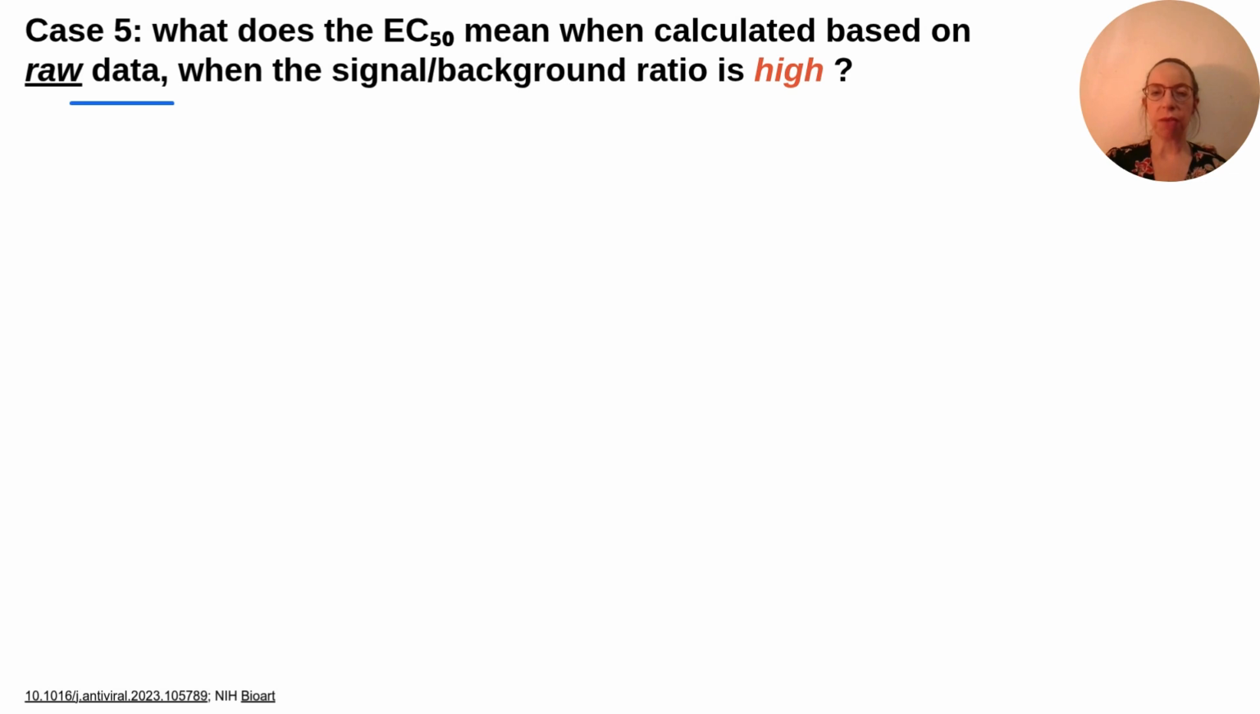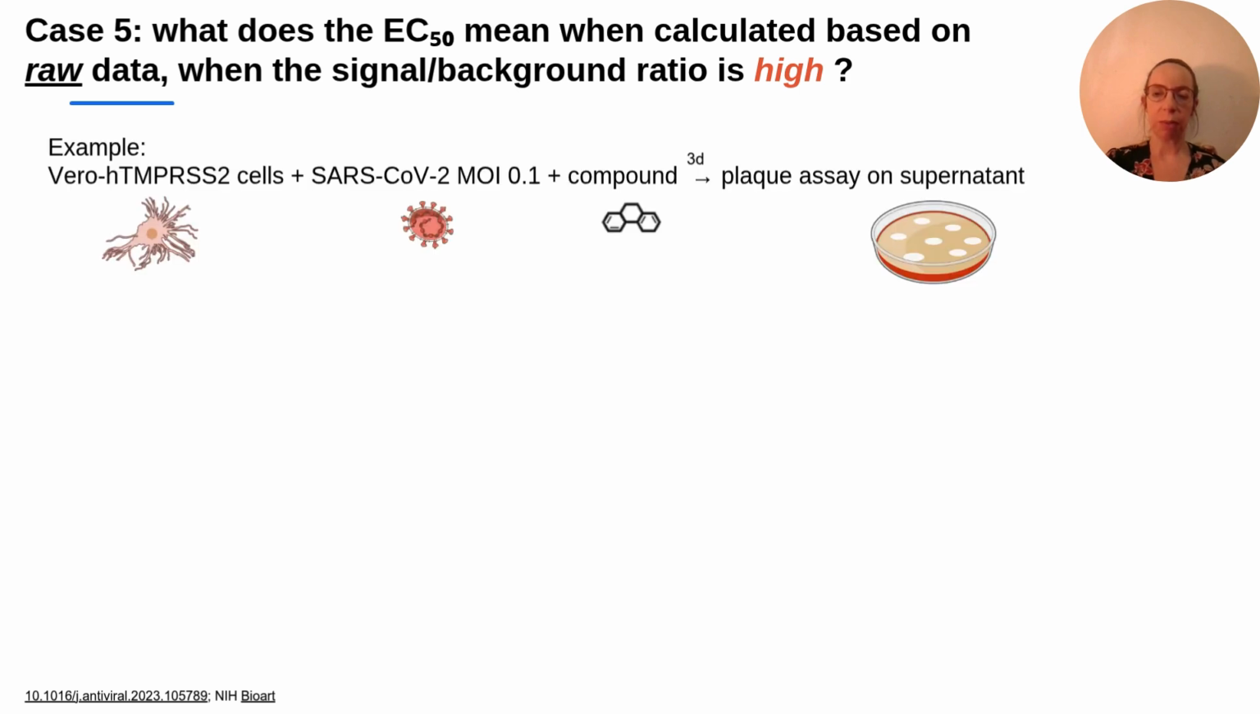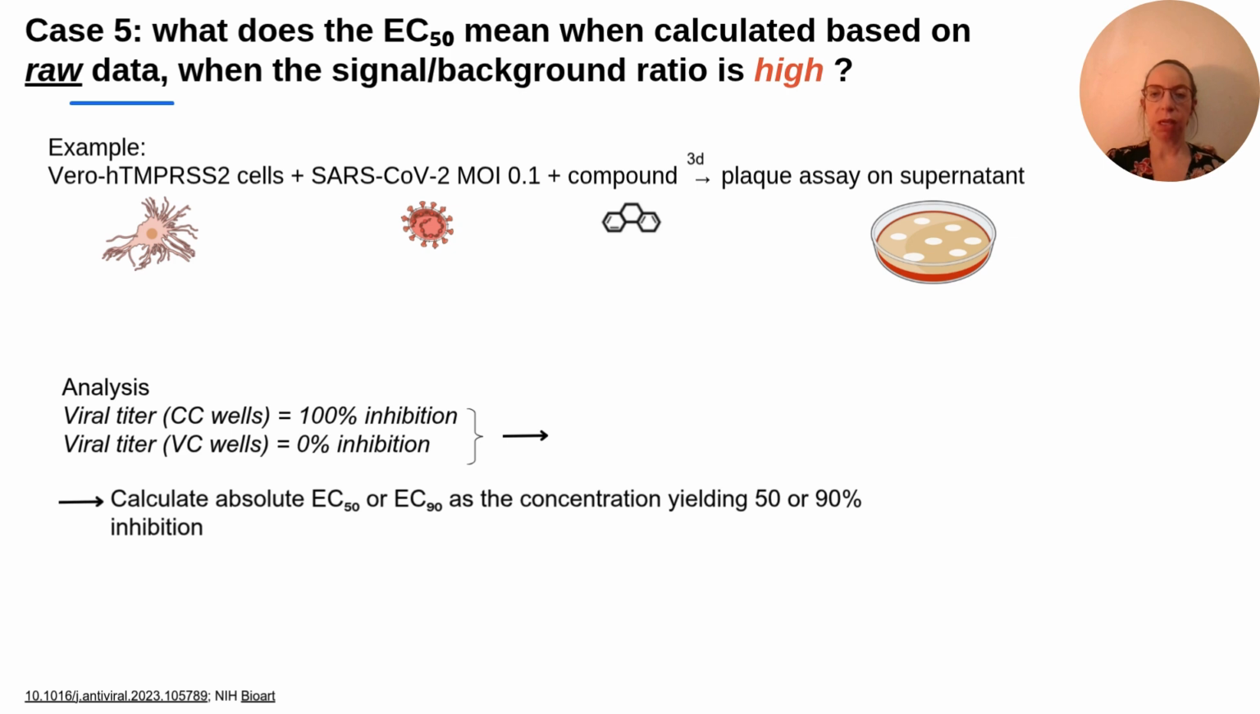Now moving to case 5, where the signal to background ratio is certainly high and raw data is used for analysis. A typical example would be infecting Vero human TMPRSS2 cells with SARS-CoV-2 at an MOI of 0.1, adding compounds, and 3 days later, performing a plaque assay on the supernatant. For analysis, the viral titer of the CC wells will correspond to 100% inhibition, while that of the VC wells will correspond to 0% inhibition. Again, absolute EC50 or EC90s are being calculated as before.